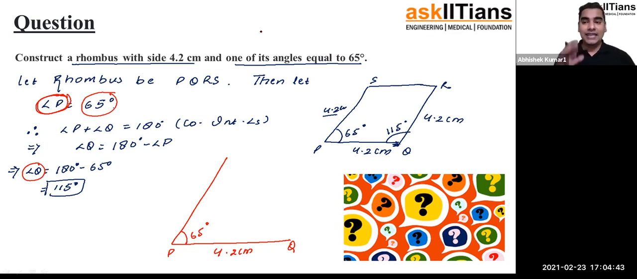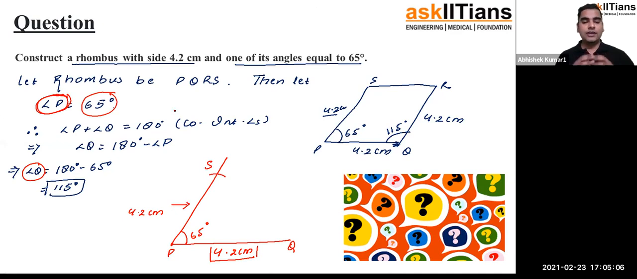We know that the length of all the sides of a rhombus is always the same. So assuming P to be the center, you have to mark an arc of length equal to 4.2 on this ray. Okay, let's say this is where it cuts and you are going to call it S. So this PS will automatically be equal to 4.2 centimeter.